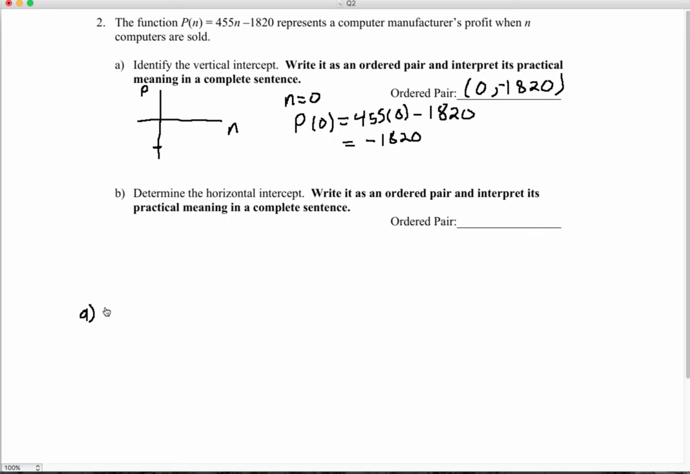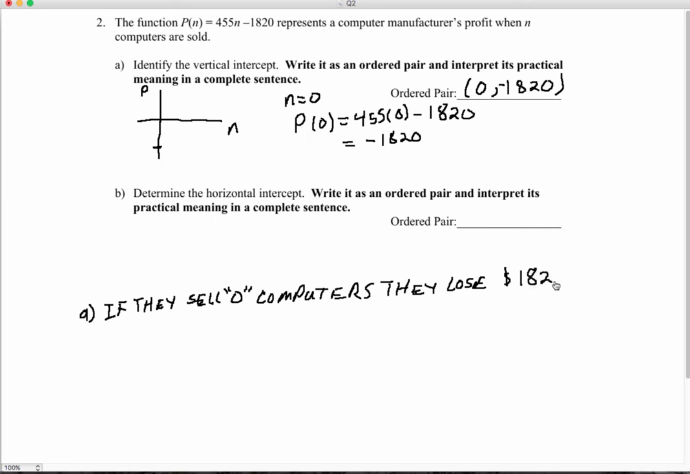Well, that says if you sell no computers, or if they, it's not us, right? If they sell 0 computers, they're going to be out money. If they sell 0 computers, they will be in a loss, and they're going to lose, seems kind of a party sum, but we'll just assume that that's what it is. They'll lose $1,820. Okay? All right, so that takes care of part A.